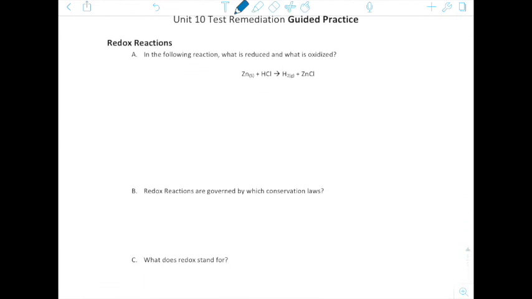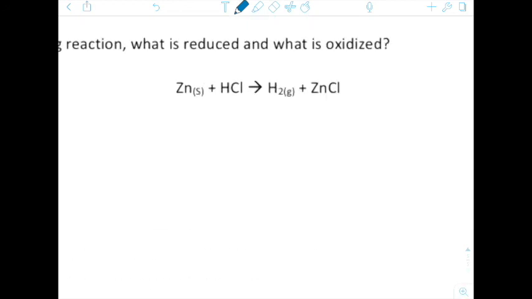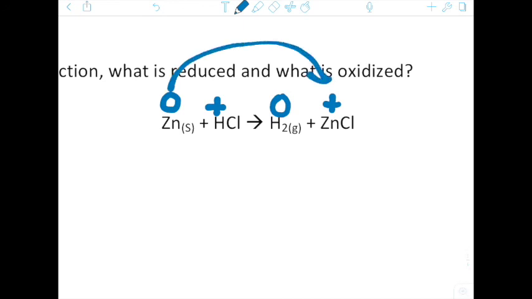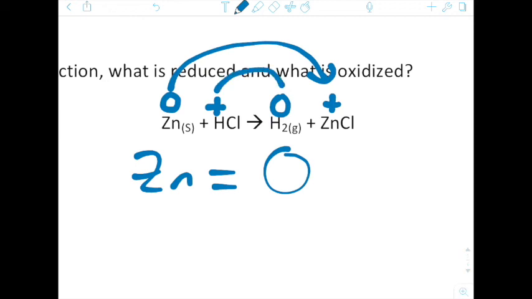Moving on to redox reactions, it says in the following reaction, what is reduced and what is oxidized? So we see that zinc is going to go from 0 to a positive charge, and our hydrogen is going to go from a positive charge to 0. OIL RIG tells us that oxidation is loss of electrons. When you go from 0 to positive, you lost electrons. So zinc is going to be oxidized, and that means that our hydrogen is going to be reduced.